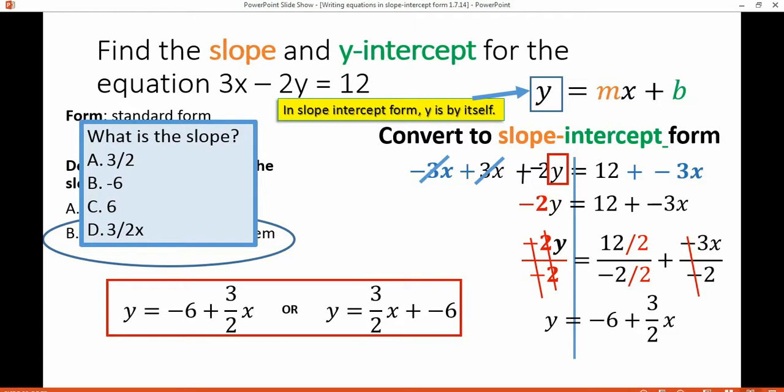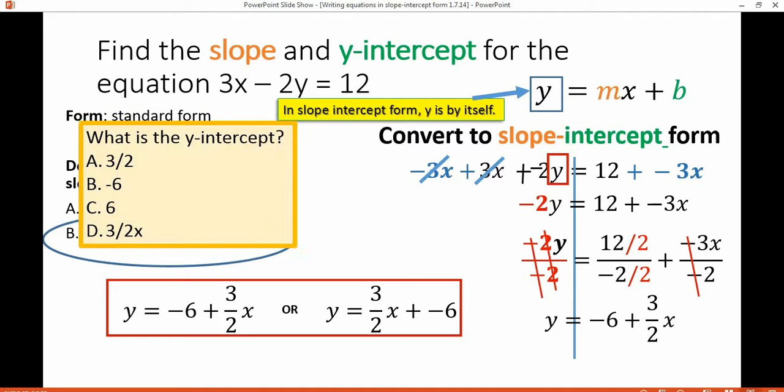All right, what is the slope here? The correct answer is A. The slope is 3 over 2. When we're in slope-intercept form, our slope is always the number right next to the x. In slope-intercept form, not in standard form, in slope-intercept form. And we know that because y is by itself when we're in slope-intercept form. What is the y-intercept? Correct answer here, obviously, the only other choice, -6.